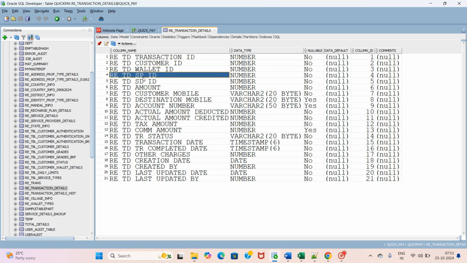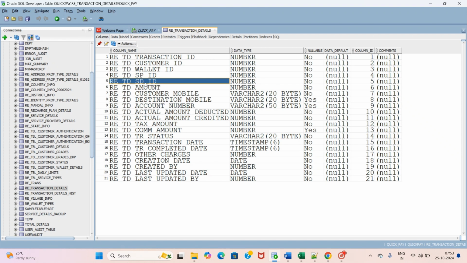And the service provider ID. If you say the Airtel recharge, who is providing the service actually? Airtel is a service provider. Our project, our system is mediating between Airtel and the customer. The service provider ID and the service ID.